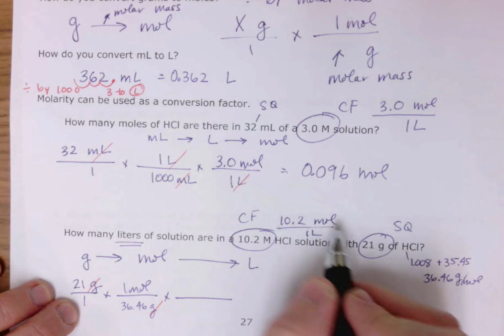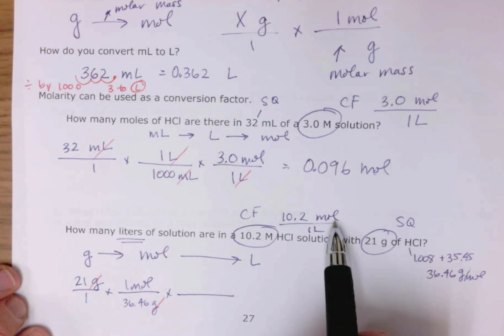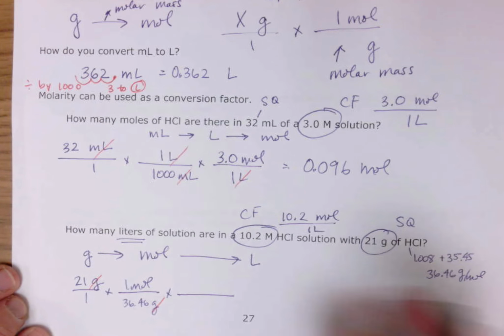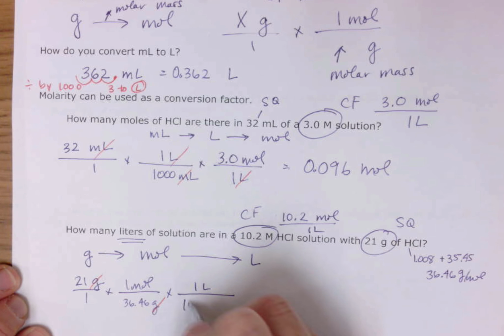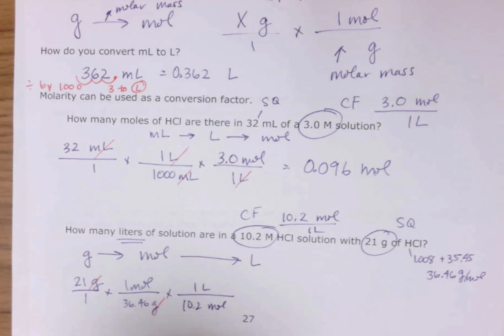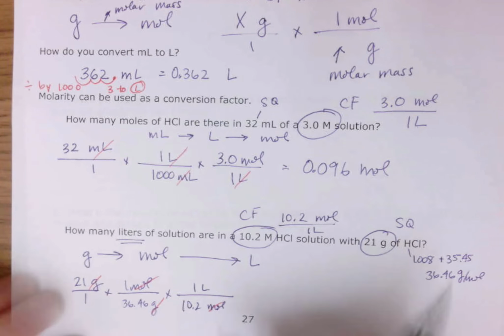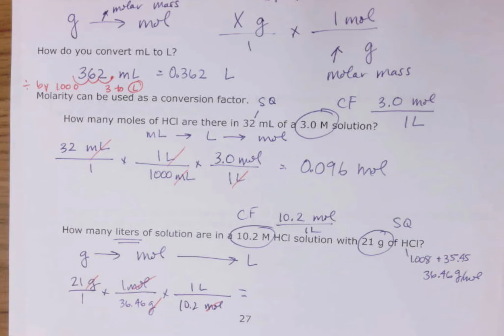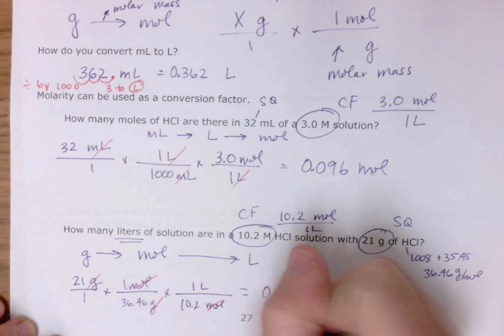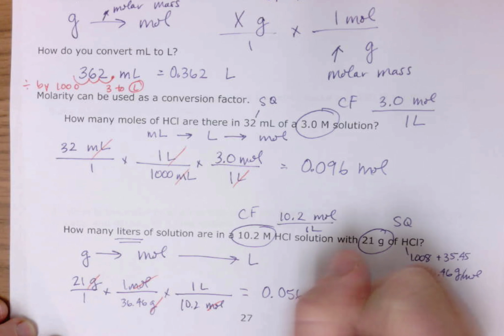I'm going to use this conversion factor. We need moles on the bottom, so I'm going to have to flip it. So 1 liter goes on top, 10.2 moles on the bottom. Cancel, cancel. In my calculator, I'm going to enter 21 divided by 36.46 divided by 10.2. And I end up with 0.056 liters.